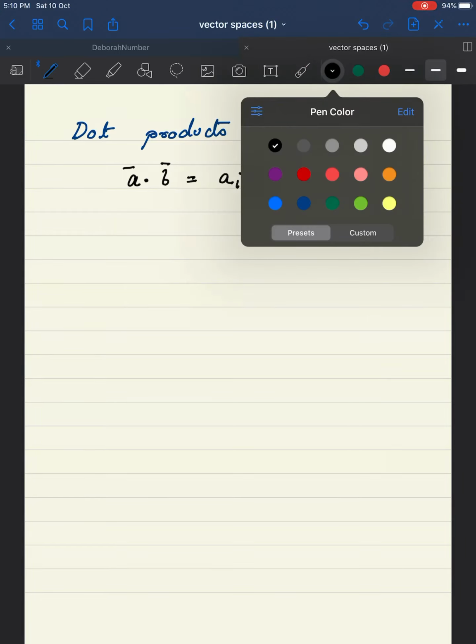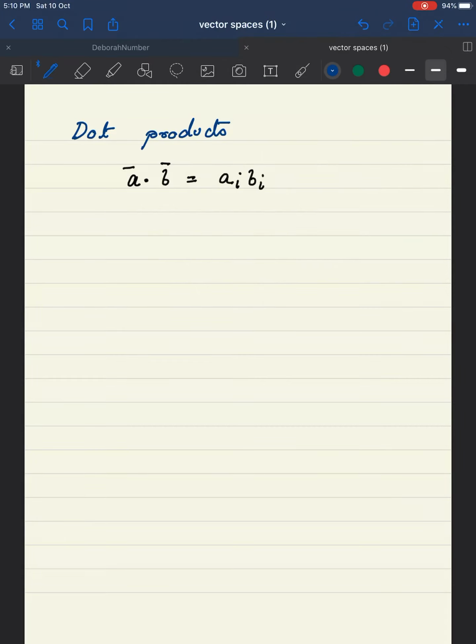Anyway, we had started off with this very important definition that the dot product of these two vectors is basically this quantity in index notation, right? Now let's see if we can define dot products for other cases.